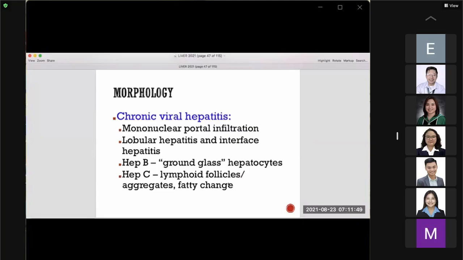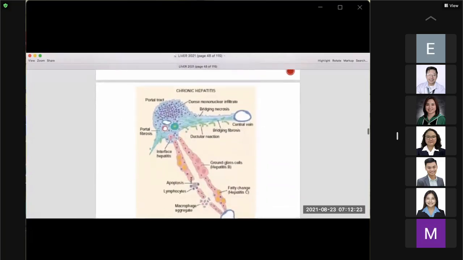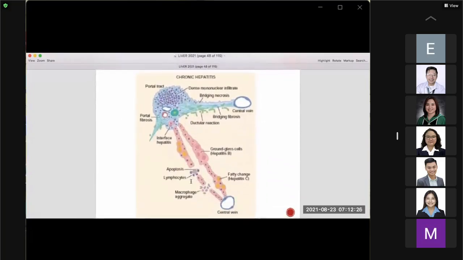On the other hand, the morphology of chronic viral hepatitis includes the following. Presence of mononuclear portal infiltration, of course. There is lobular hepatitis and interface hepatitis. Particularly for hepatitis B infection, the hepatocytes have this ground glass appearance. For hepatitis C, there is formation of lymphoid follicles or aggregates, and there's also presence of fatty change. So again, this is the diagram showing us the morphology of chronic hepatitis.